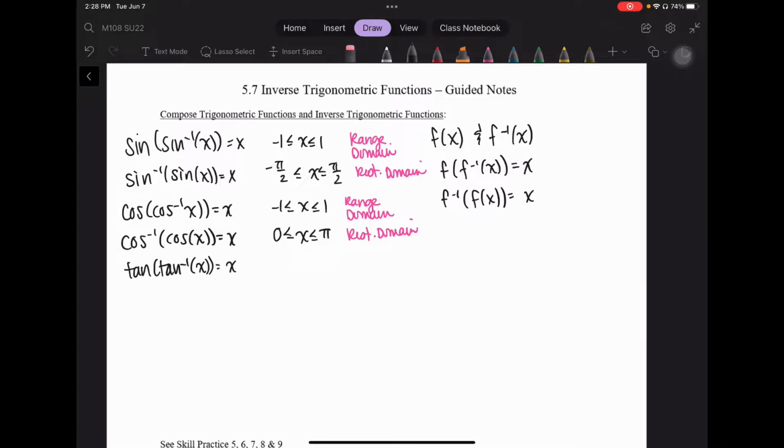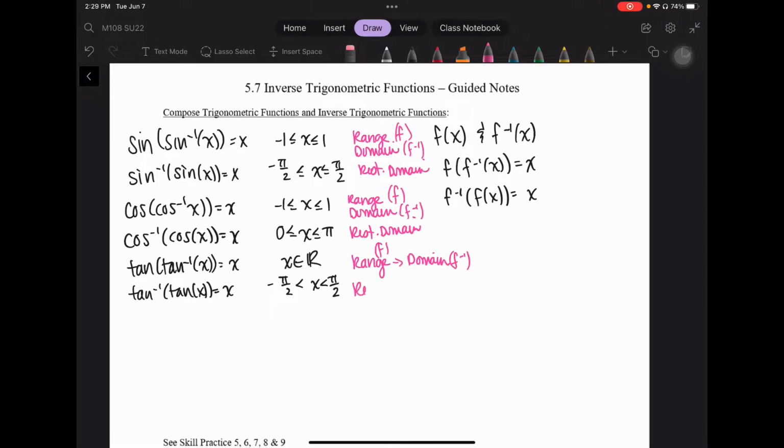The tangent of the inverse tangent of x is equal to x for all real numbers. The inverse tangent of the tangent of x is equal to x on the interval from -pi/2 to pi/2. So again, this was our range, which then becomes our domain, and this is our restricted domain.